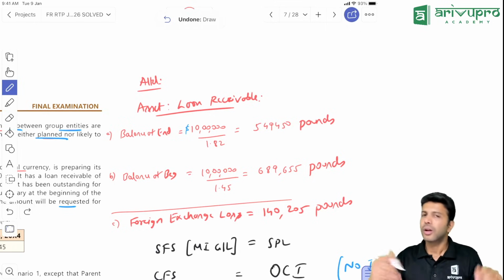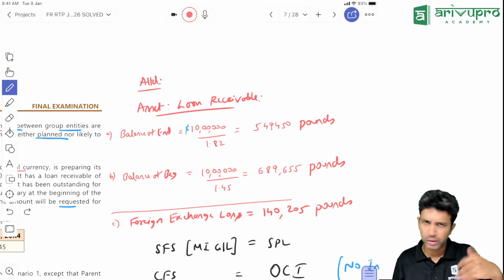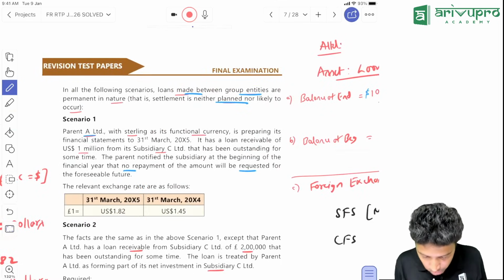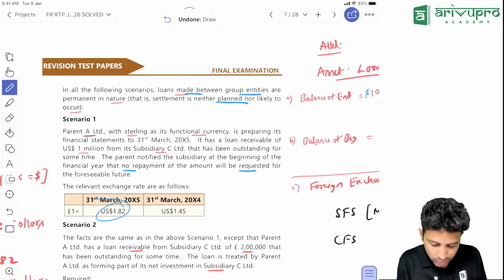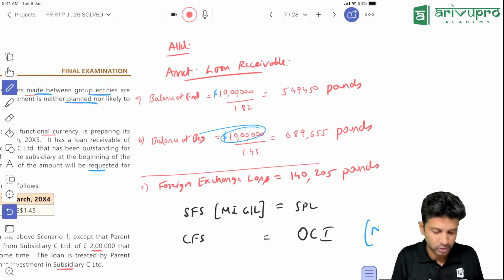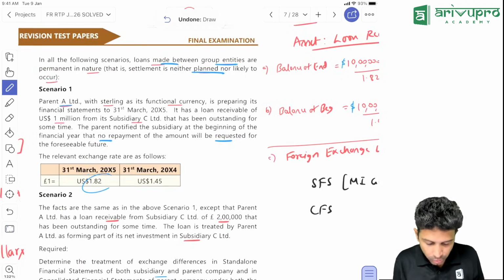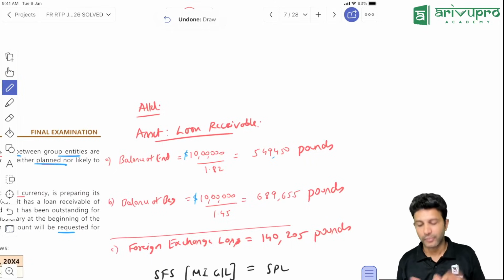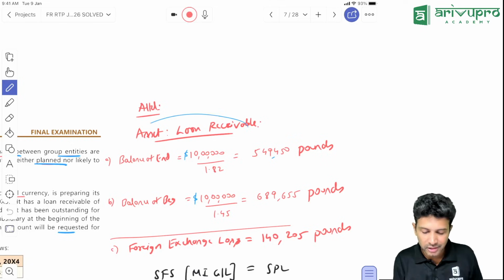Okay. Now the current year has also ended. Loan is still going on and loan is a monetary item. Again, a monetary item should be restated using the closing rate. Current year's closing rate, 31st March 20x5, is 1.82. Again reconvert the same $1 million, or 10 lakh dollars, using 1.82 now. That's the closing rate. It will become 5,49,450.